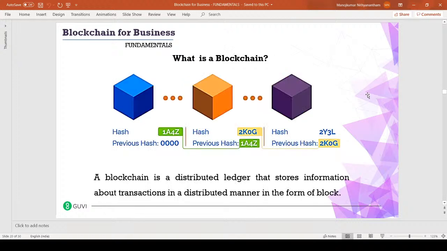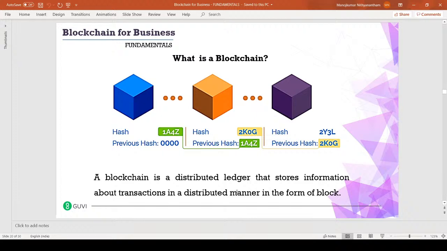Now we discussed about block. A block has a hash, and when there is a chain of blocks, that is called a blockchain. If you look at this, the first block is called the Genesis block, the blue block, and that block will of course not have a previous hash because this is the first block. However, the next block will have the reference towards the previous block.